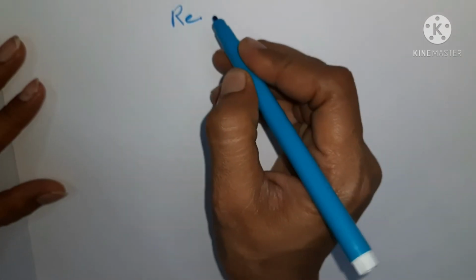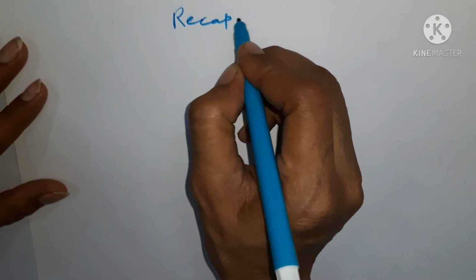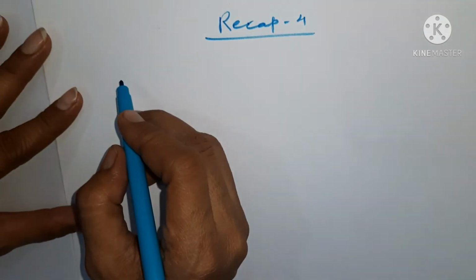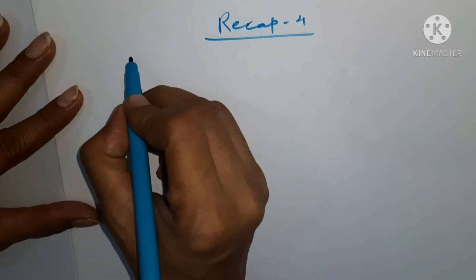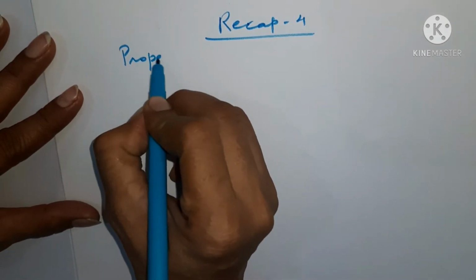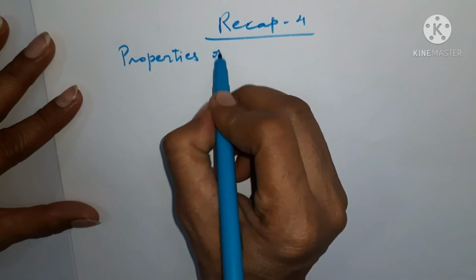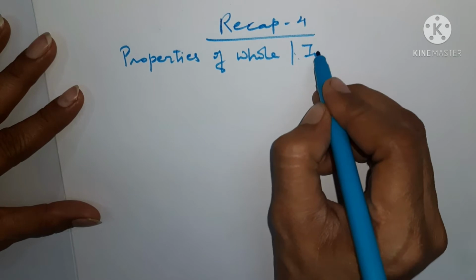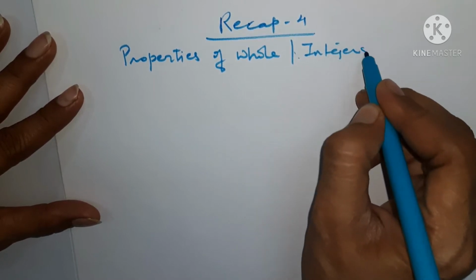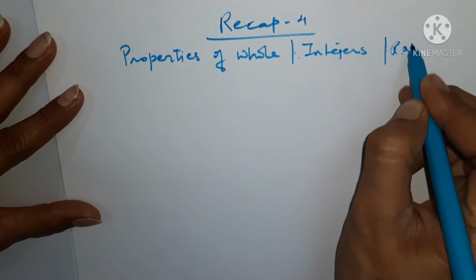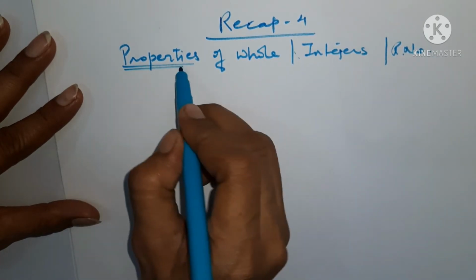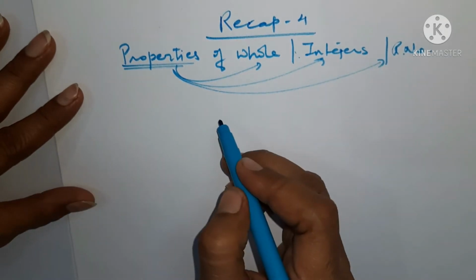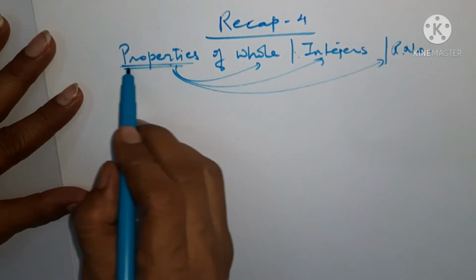Okay, so here we are going to do recap 4, and as you know we are discussing properties of numbers, properties of whole numbers or any of the numbers you can take. Whole numbers, integers or rational numbers. Once you understand the property, you can apply it in any of the three. By yourself you can do it, but you have to understand the property first.